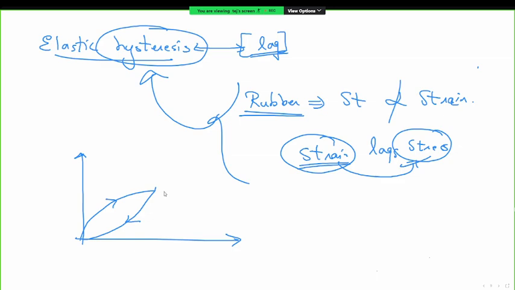So you're applying one thing, lag is there, and then the other thing does its own concept. So this is the load. This is the extension. Not required in terms of understanding this. Just remember the graph. But hysteresis always means lag. Remember this.